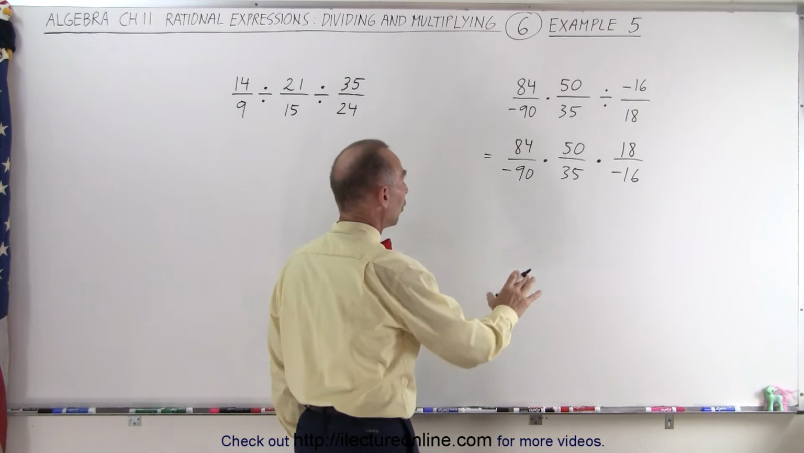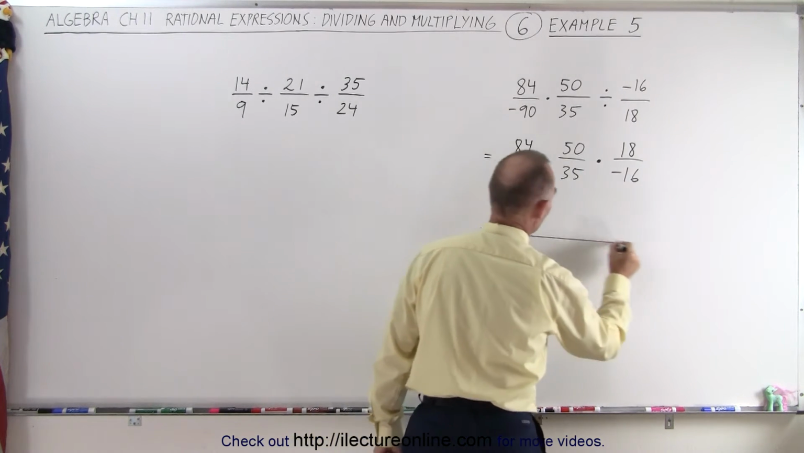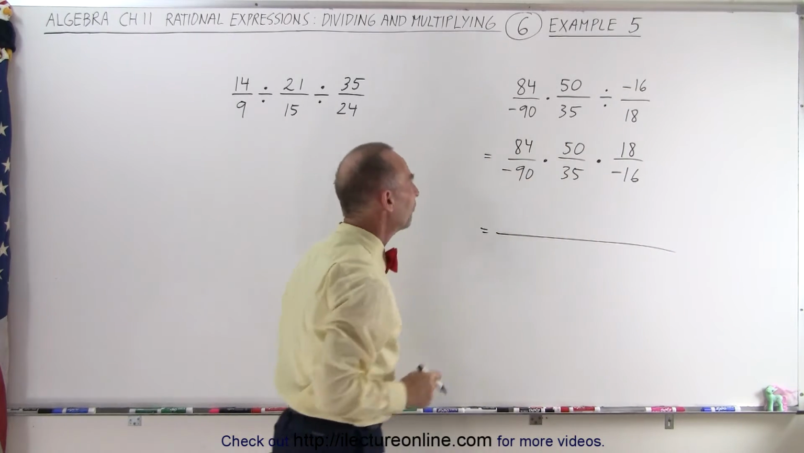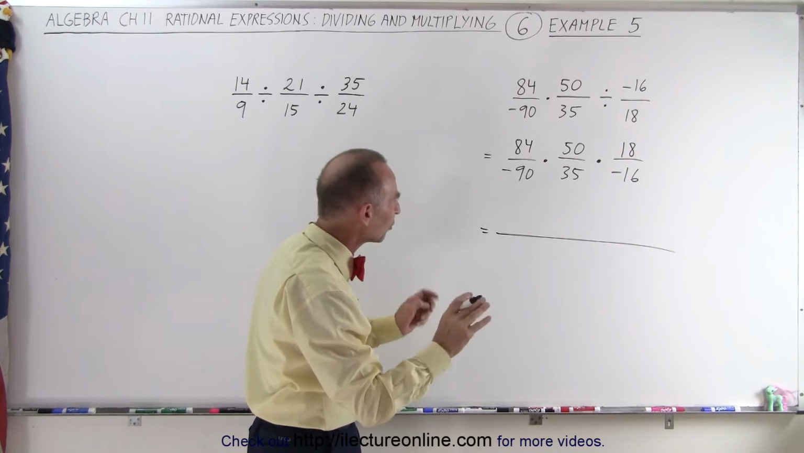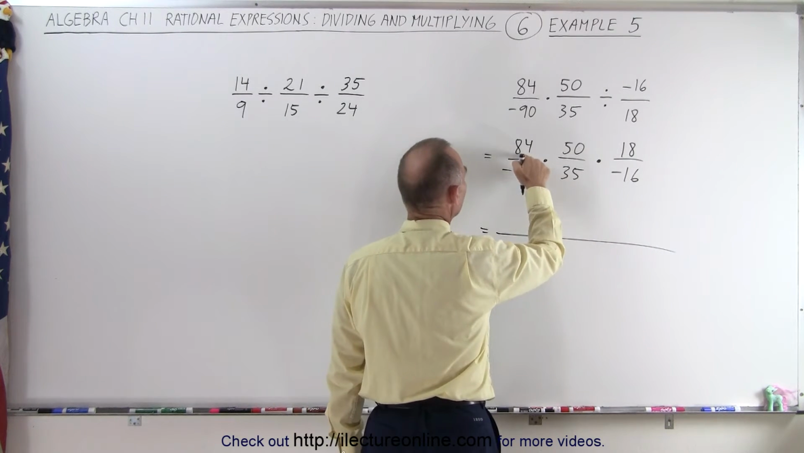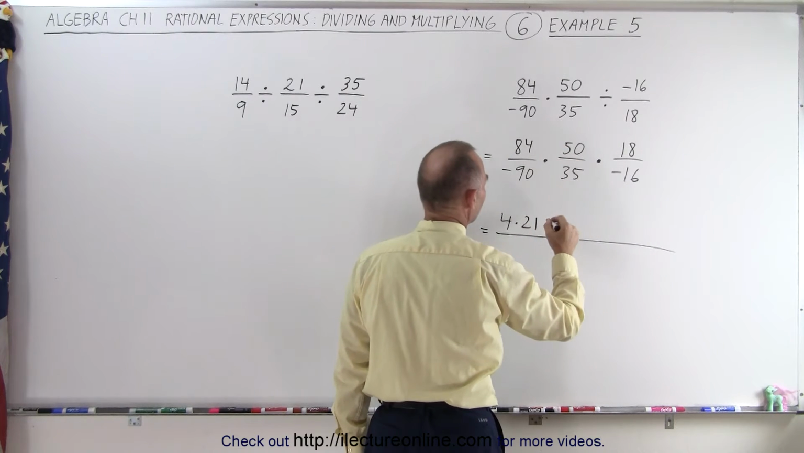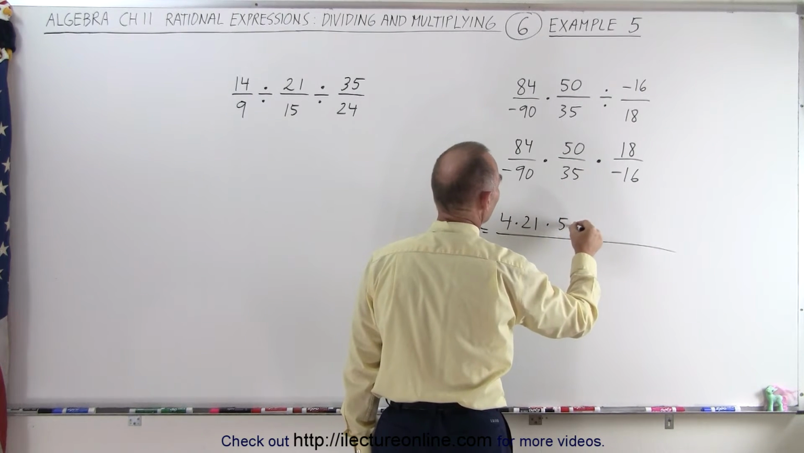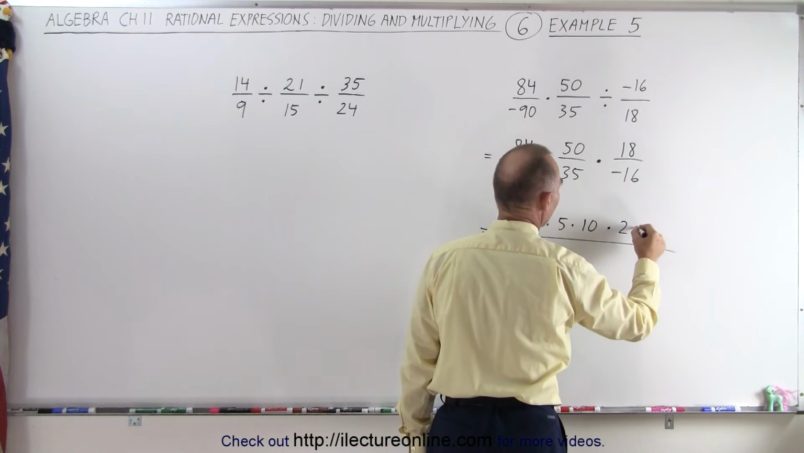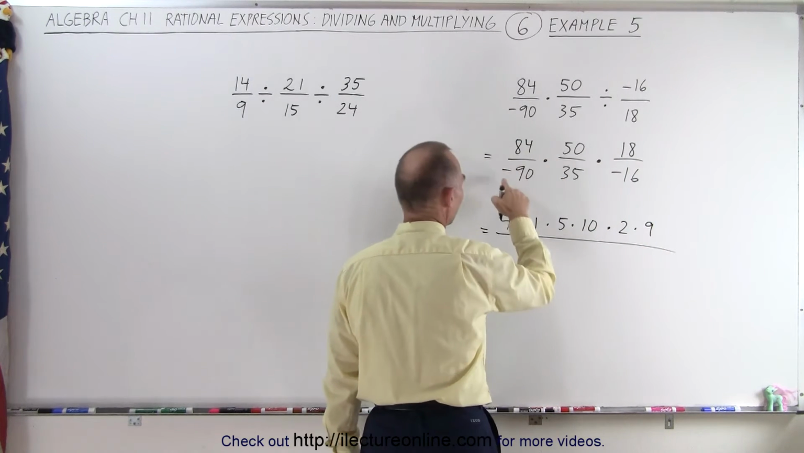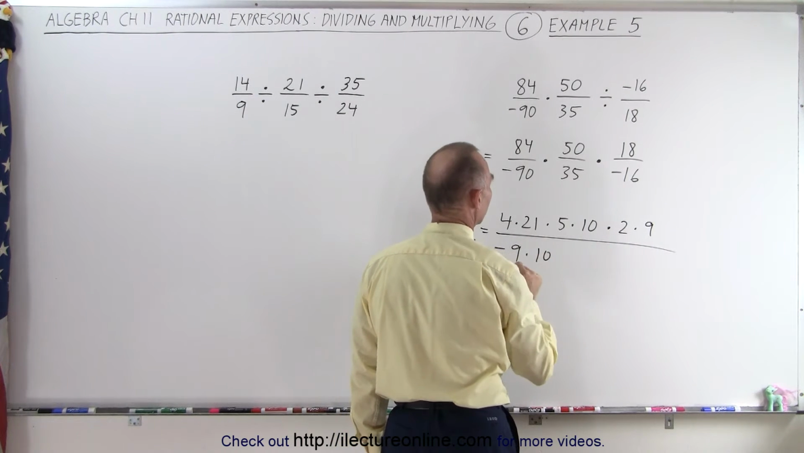So now let's write that over as a single fraction. This can be written as, and we're also going to factor each number to the point where it's easier to simplify things. So 84 can be written as 4 times 21. 50 can be written as, let's say, 5 times 10. And 18 can be written as, well, maybe 2 times 9. And divide that by negative 9 times 10.